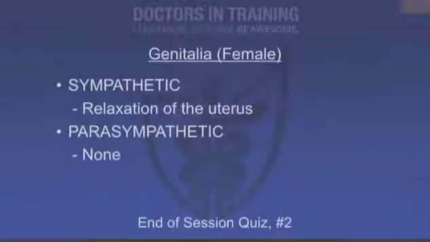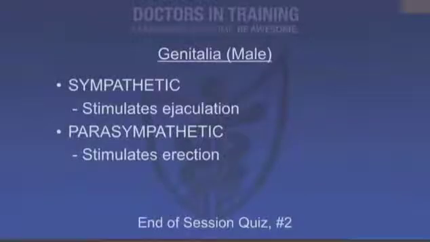Genitalia, we'll divide this up into female and male. So first female, on the sympathetic side, you'll get relaxation of the uterus. On the parasympathetic side, you'll get no reaction. On the male side of the genitalia, sympathetic stimulation will cause ejaculation, and parasympathetic will stimulate erection. Remember from Dr. McGinnis's lecture, point and shoot. So parasympathetic is pointing, sympathetic is shooting. So that goes along with erection and then ejaculation.